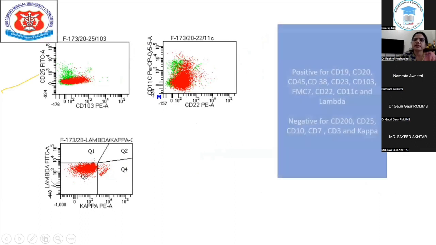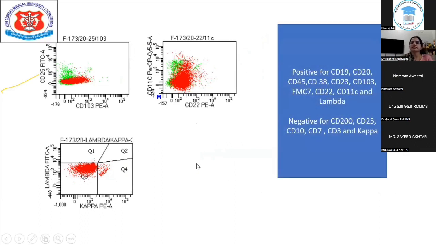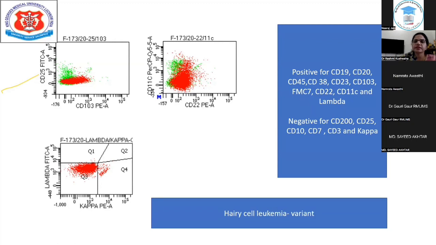So we have a CD19 positive cell population, which is expressing very bright CD20, bright CD45, heterogeneous CD38, some amount of CD23, and other markers like CD103, FMC7, CD22, CD11c, lambda. And these cells were negative for CD200 and CD25. So correlating this with the peripheral smear and the bone marrow images, we came to the conclusion that this is a case of hairy cell leukemia variant.